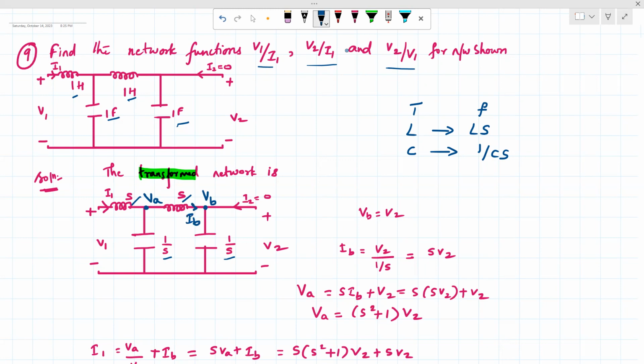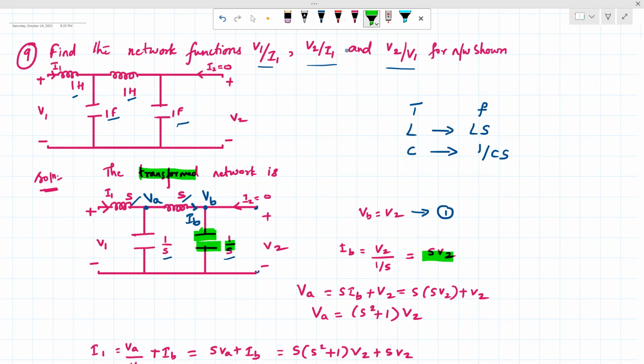So from the network you can see V2 is the voltage across these two terminals. So this is equivalent to V. So we are getting the equation 1. And IB is what? IB is the current through this capacitor, which is given as V2 divided by the impedance, that is 1 by S. So we get S into V2 as IB.